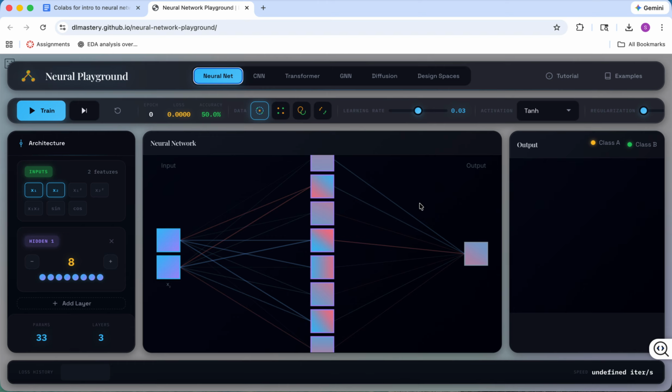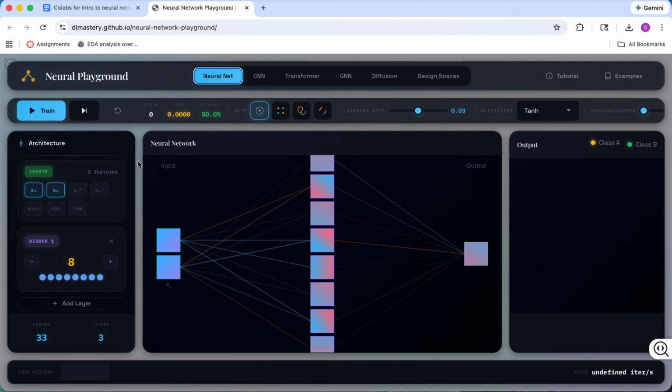If you look at the top of the website, we can see that it is divided into multiple sections. These include neural net, CNN, transformer, GNN, diffusion, and design spaces. So, right away, we can tell that this website is not limited to just one model. It is designed as a learning platform where we can compare and explore multiple important AI architectures in one place. There are also supporting areas like examples, tutorials, and core references, which makes it helpful for both beginners and students who want more practical understanding.